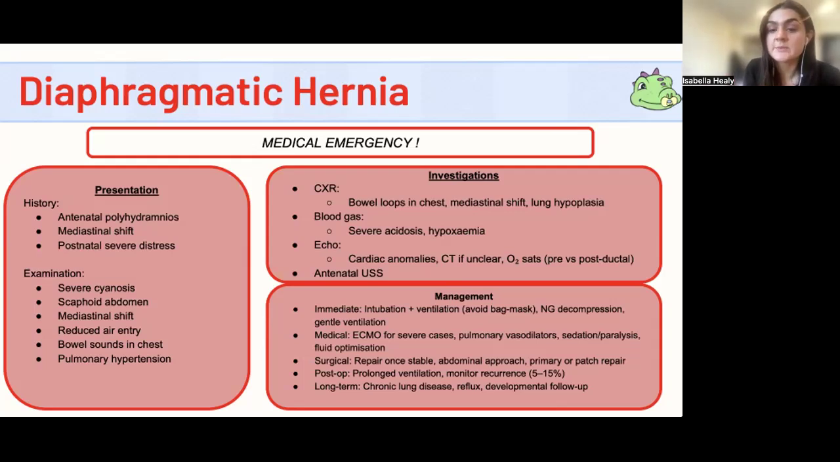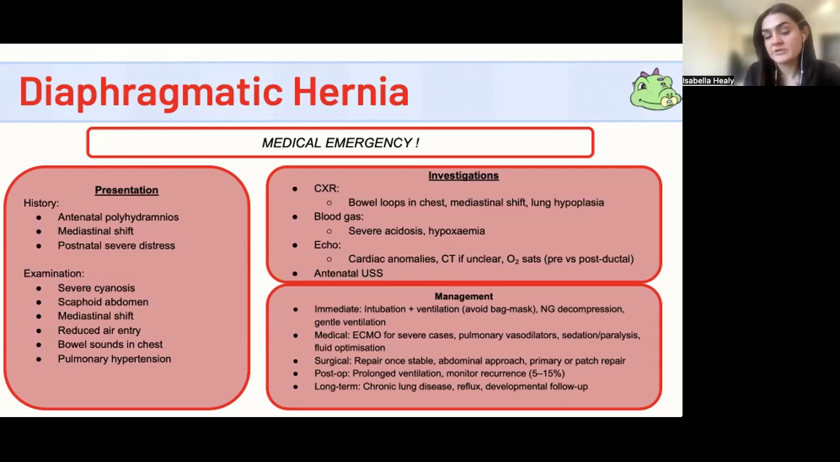and I would say what you would be likely to be presented with in an exam format, whether the findings alone or the X-ray and the findings. As previously mentioned, bowel loops in the chest, mediastinal shift, lung hypoplasia. Blood gases can show severe respiratory acidosis and hypoxemia from that lung hypoplasia. And then an echo is important, common theme, to assess cardiac function and to rule out structural heart disease.